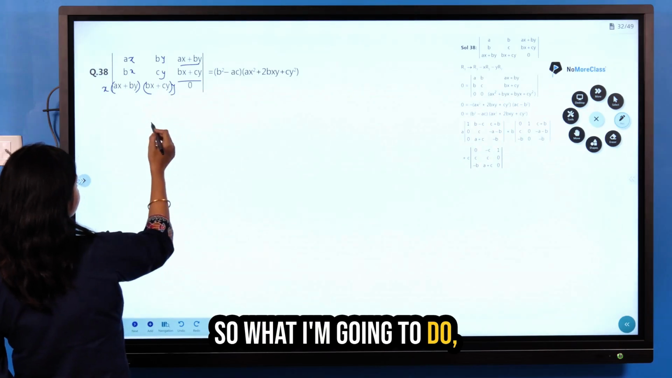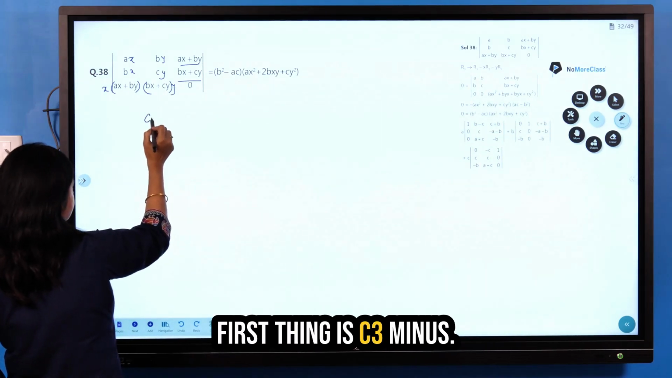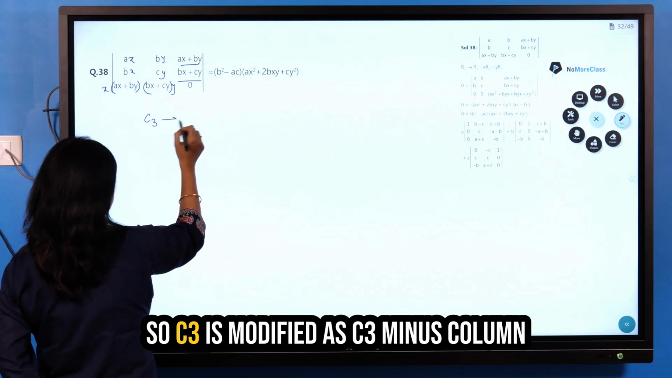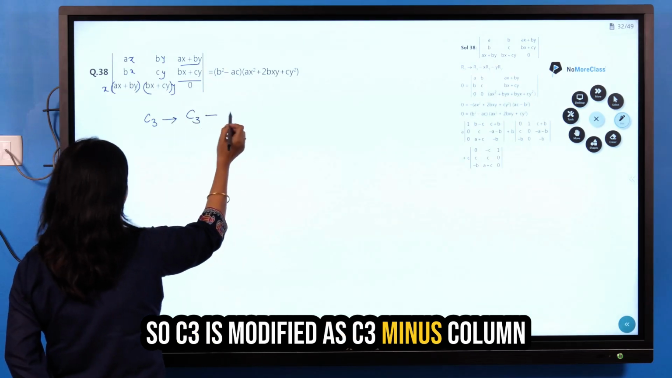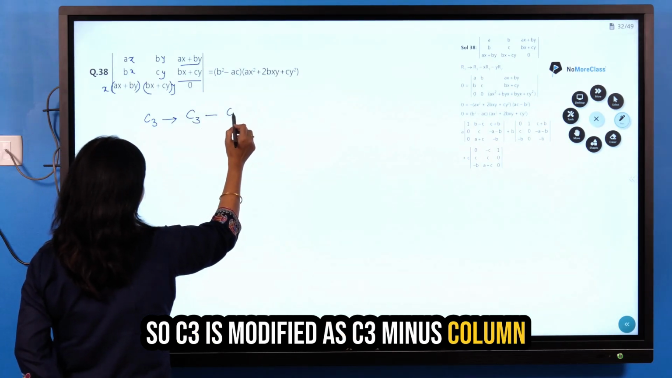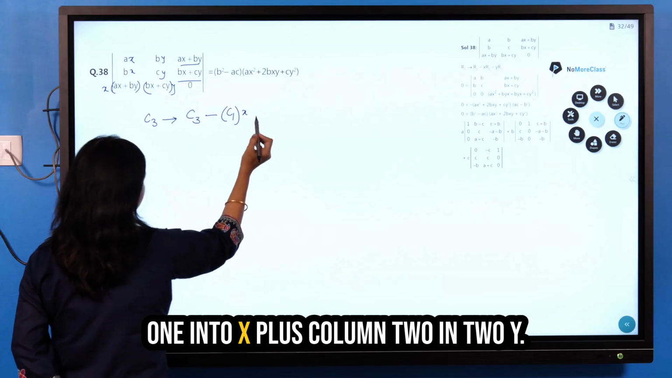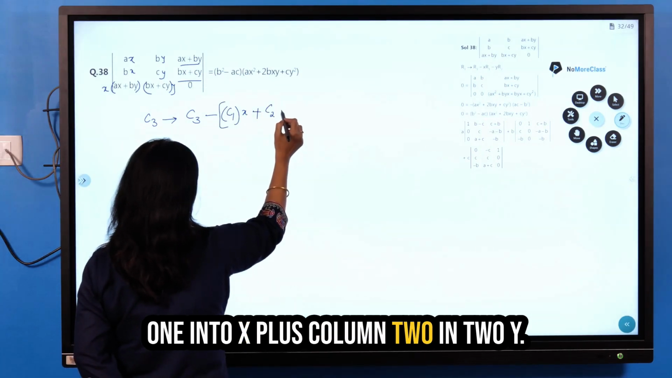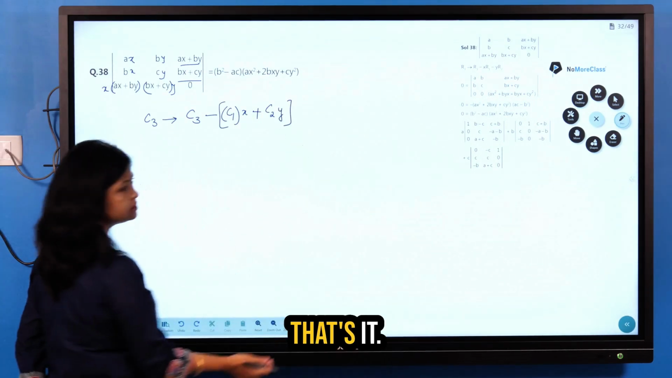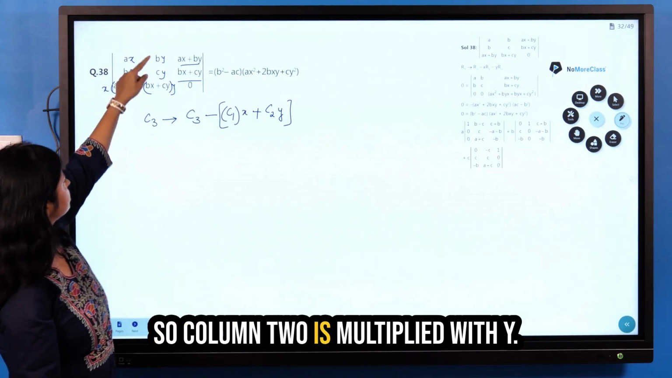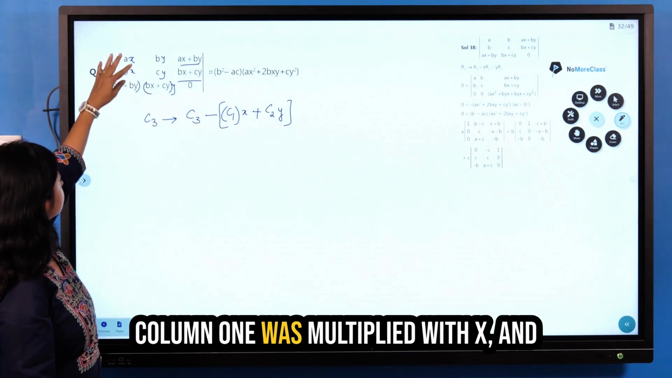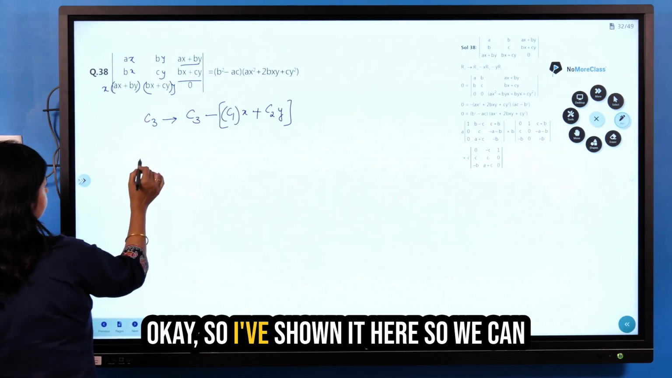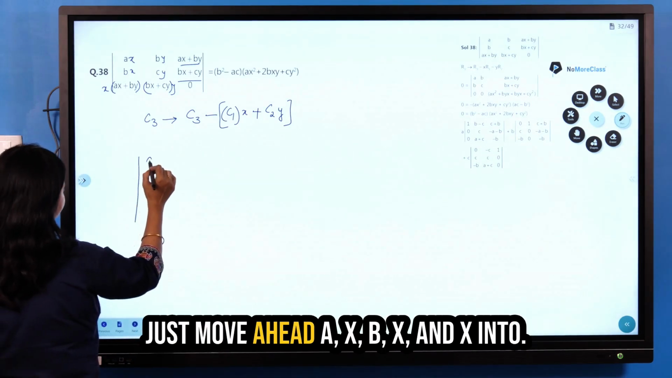So what I'm going to do first thing is C3 modified as C3 minus column 1 into X plus column 2 into Y. That's it. So column 2 is multiplied with Y, column 1 was multiplied with X, and then both are added and subtracted. Okay, so I've shown it here. So we can just move ahead.